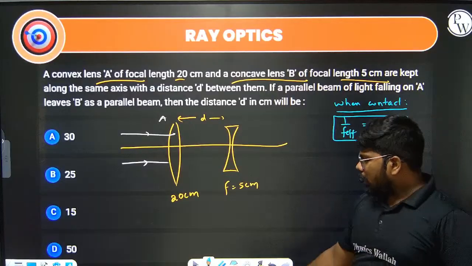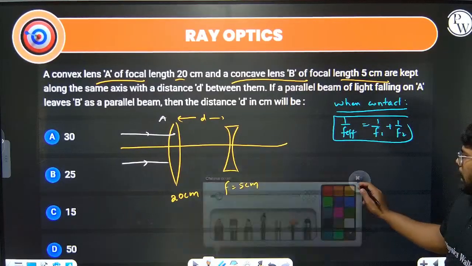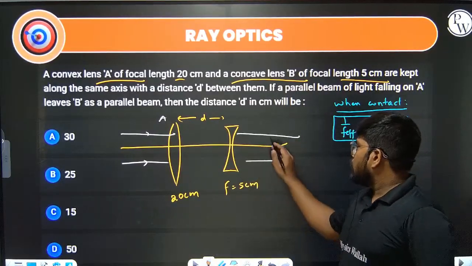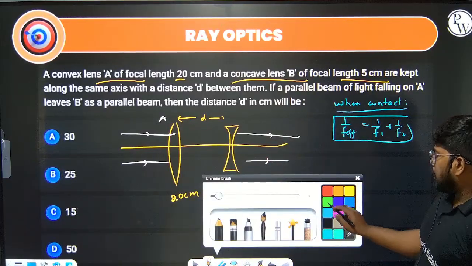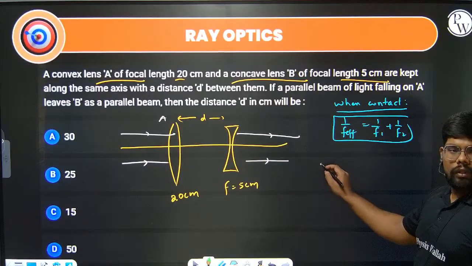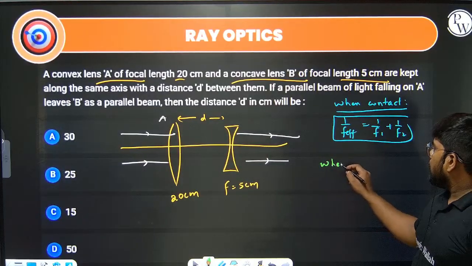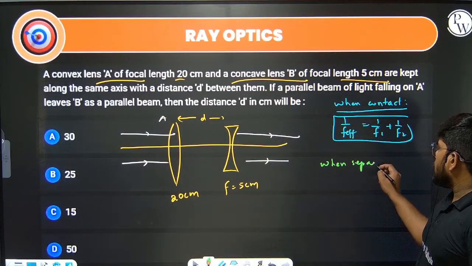But here they are not in contact, and the light is going to infinity. So for the effective focal length when they are separated, we have another formula. Now I will tell you. When separated by some distance, what is the formula?